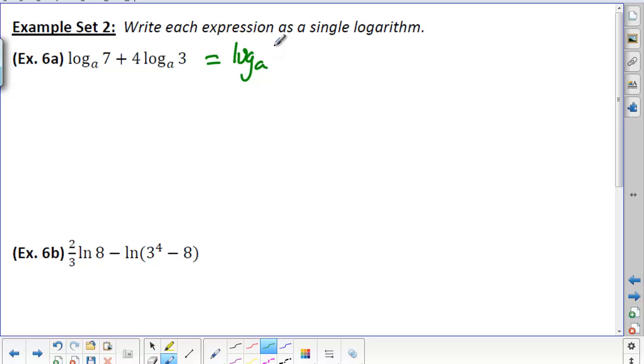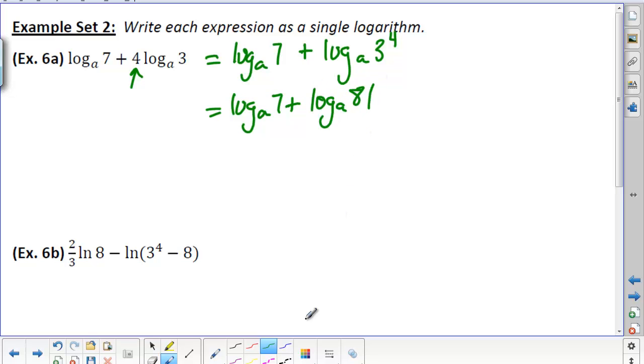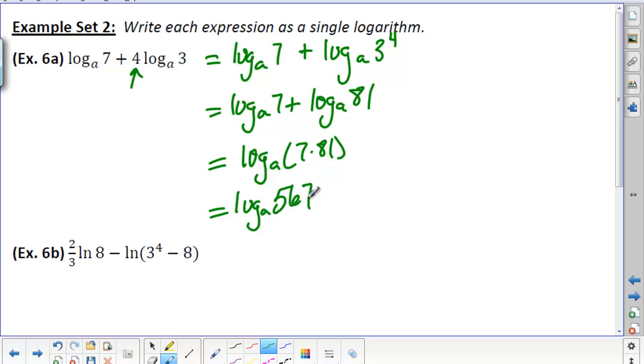Reverse the process. So we can start with this factor here. Let's say that's the same as plus log base a of 3 to the 4th, which is 81. And then if we take that sum, we can put that together as 7 times 81, which is log base a of 567. And so that one is finished.